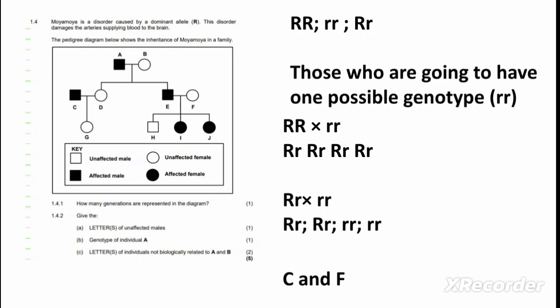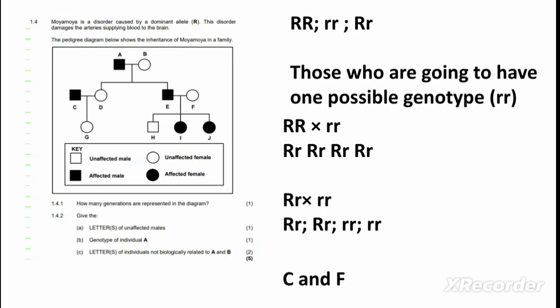The second thing that you do, you're going to find those who are going to have one possible genotype, and that one possible genotype is the small letters, always 2 small letters. So if it was S, that one possible genotype was going to be 2 small s. So it's either the ones shaded black or the ones shaded white have this genotype.